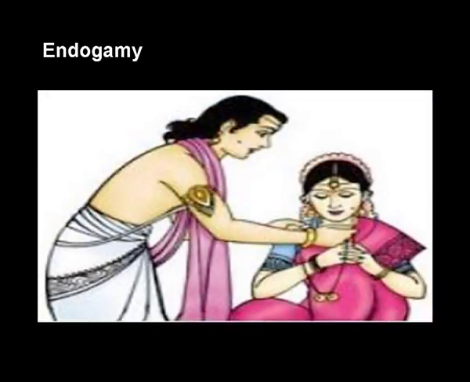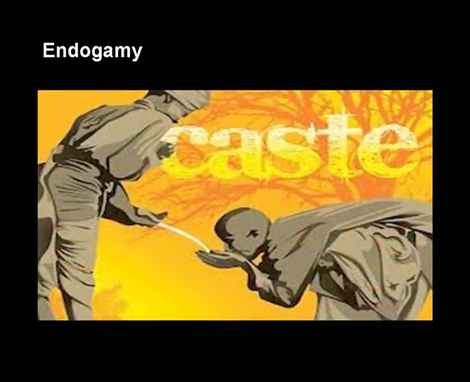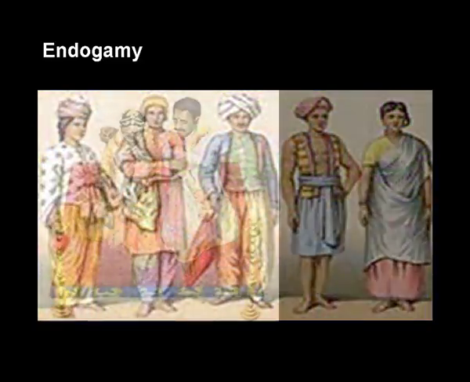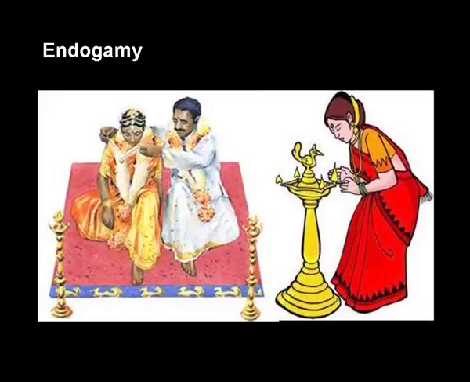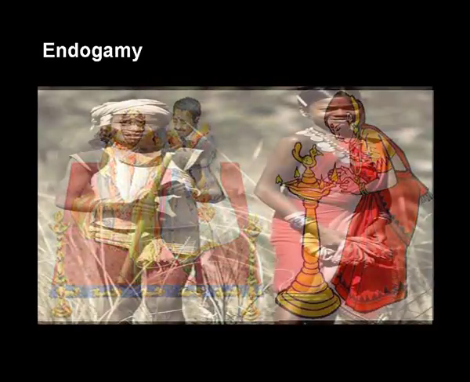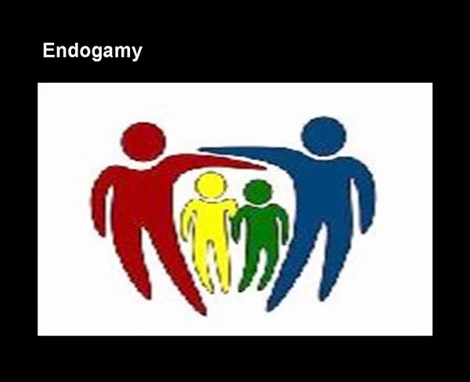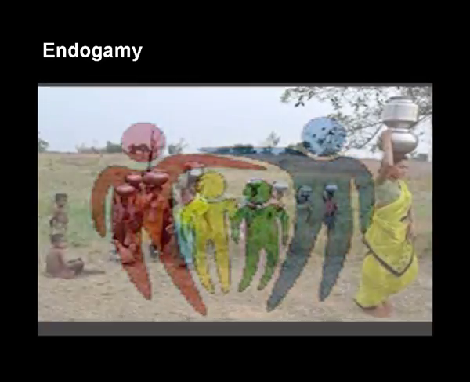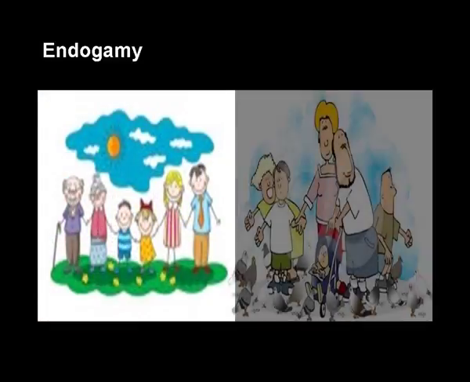In other words, the rules of endogamy make marriage compulsory within a particular group. In Hindu society, caste is an endogamous group. A Hindu can marry someone within his or her own caste. There are various endogamous groups, of which caste group is the most important one. Besides caste endogamy, village endogamy is also found in some parts of Asian and American societies.